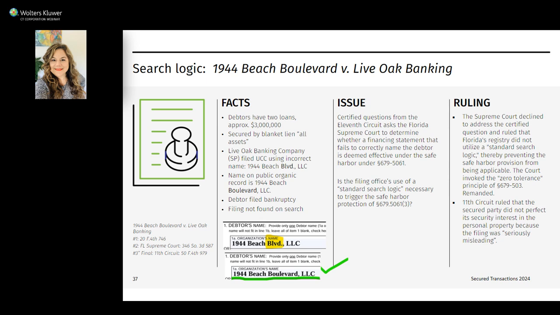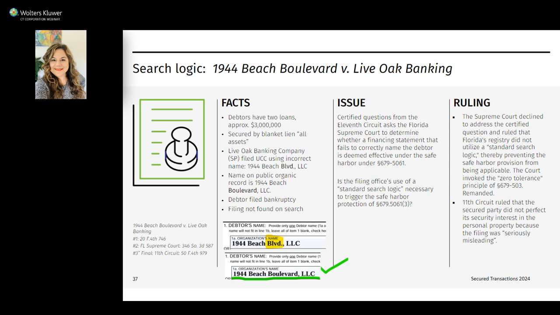And this is a really important case. A lot of people have published information on it. Maybe you've already heard of it. It's the Beach Boulevard case. It went up to the Supreme Court in Florida because the lower court, the 11th Circuit, wanted some clarification. They wanted some certified questions answered as to whether a financing statement that fails to correctly name the debtor is deemed effective under the safe harbor rule.